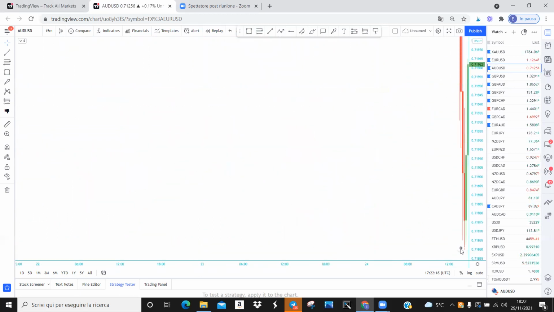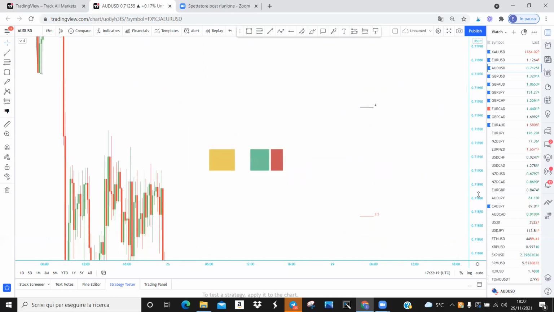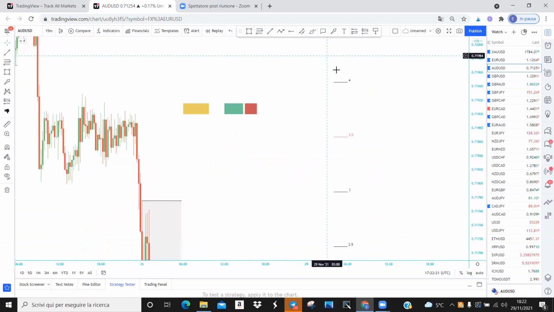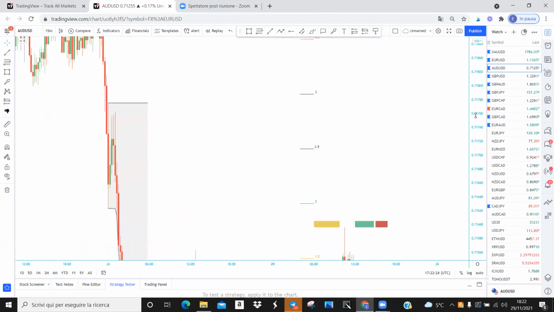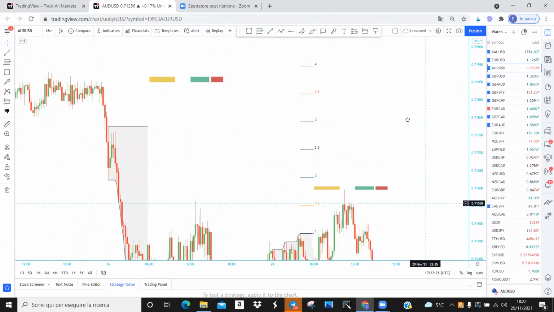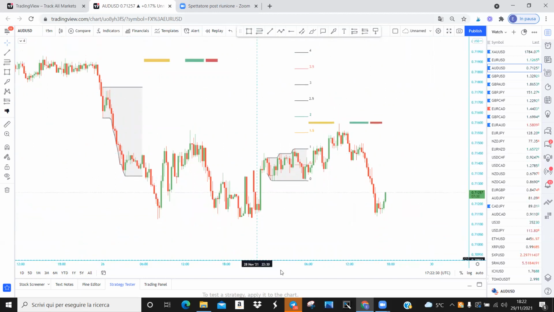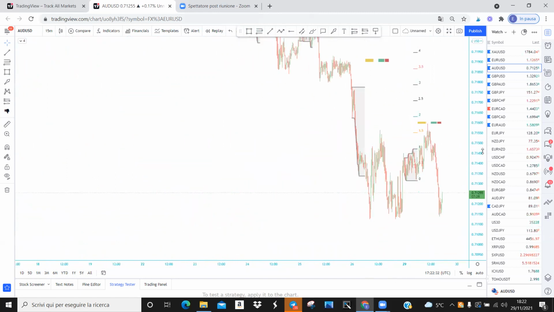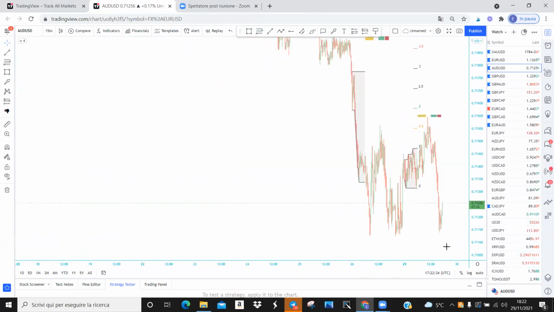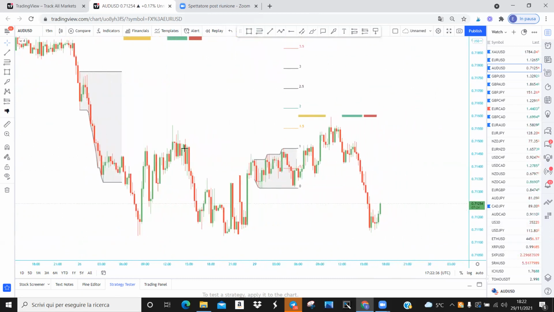AUD/USD. So AUD/USD, let's see what's going on. Perfect. AUD/USD is overall bearish, right? Well, if I zoom out, you can see what I'm talking about. It is overall bearish, yeah. Okay, so perfect. Here, Asian range is too big. We will not consider this.